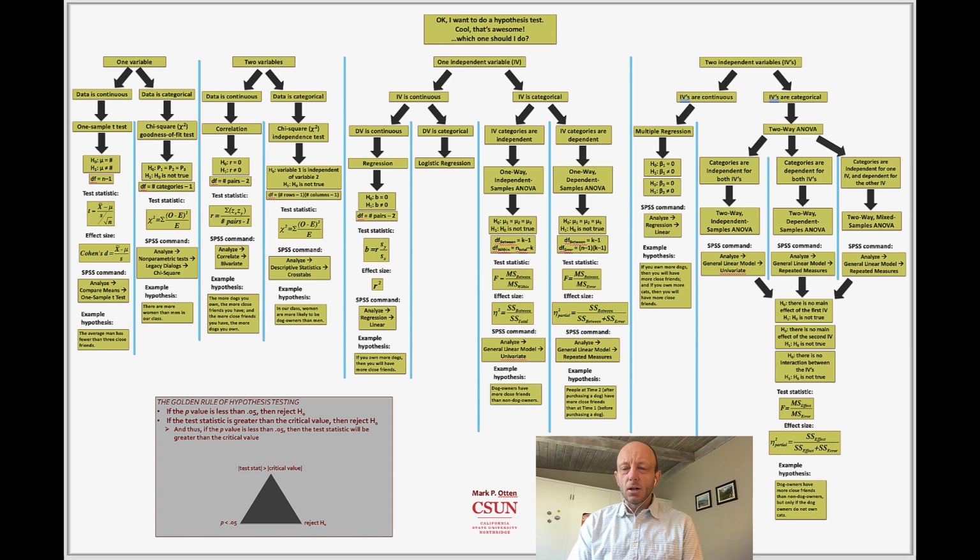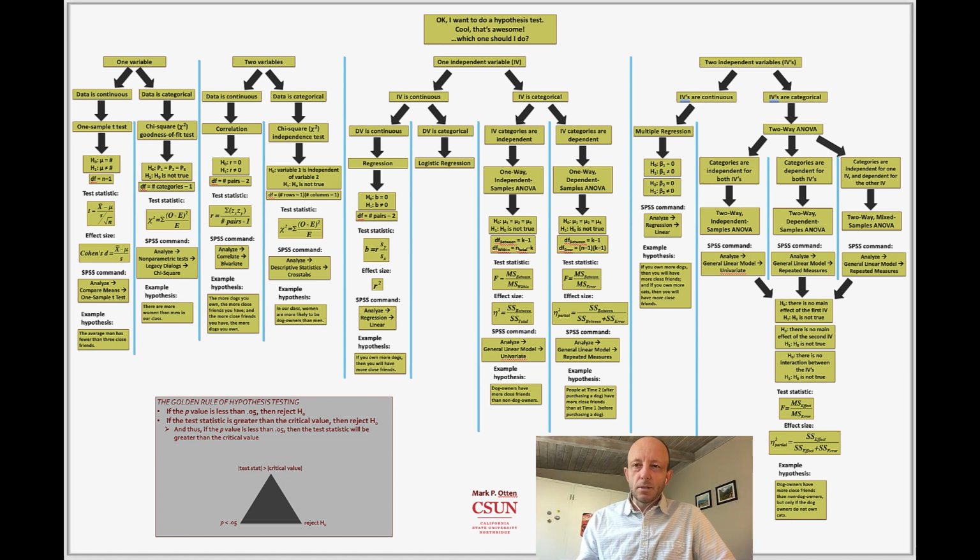Some research studies are correlational, as they say. Those are the ones where it's one variable or two variables with no independent variable. In that case, you could make a hypothesis like doing statistics and having fun go together, right? There's no cause. I'm doing statistics, I'm having fun. I don't know which one came first.